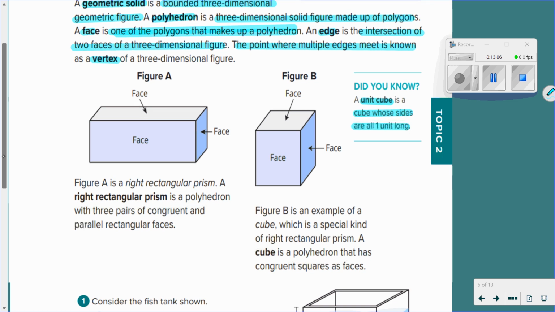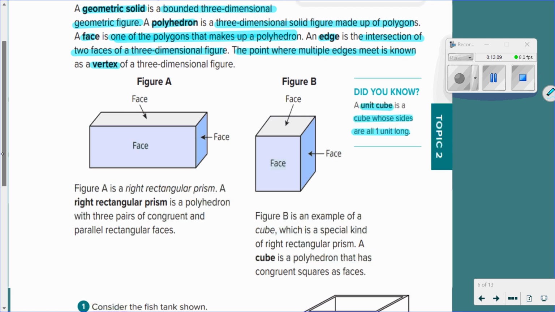We also have 2 special types of 3-dimensional figures that we're going to use a lot of, especially in this section. The first is a right rectangular prism. This is a polyhedron with 3 pairs of congruent and parallel rectangular faces. In other words, all the faces are rectangles. Our second one is a specialized right rectangular prism that you guys probably already know. It's called a cube. A polyhedron that has congruent squares as its faces.